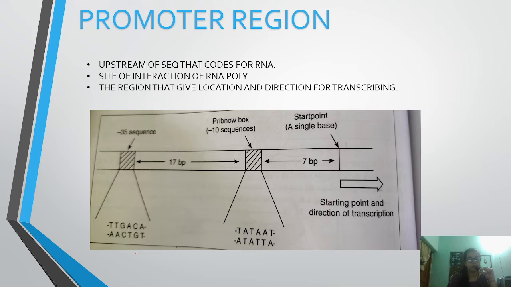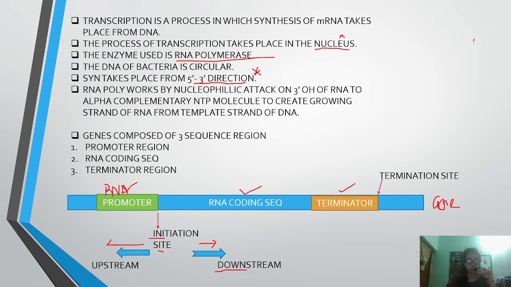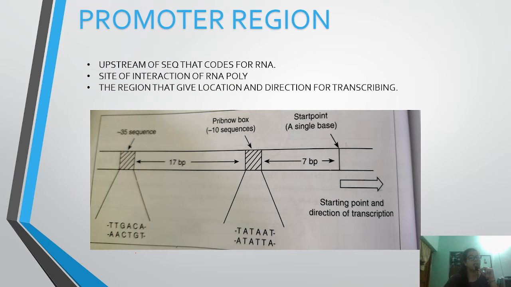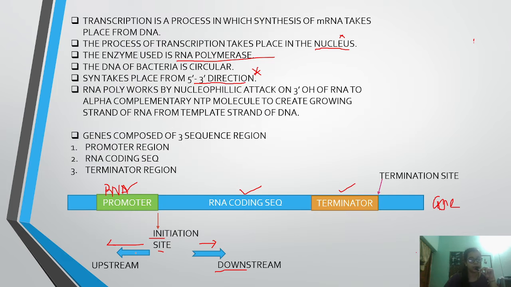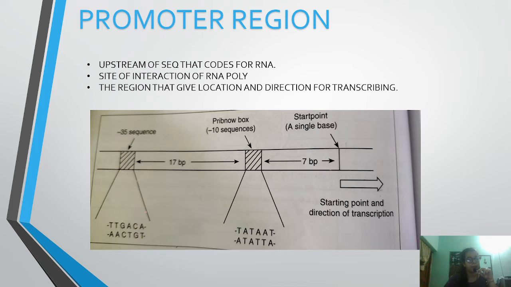Next, coming to the first sequence, the promoter region. The promoter region is the upstream sequence of the one that codes for the RNA. You can see this is the RNA sequence. Towards the upstream, meaning this side, the promoter sequence is present. Downstream means this side, upstream means this side. So from the RNA coding sequence to the upstream region, the promoter sequence is present. And as I have already told you, it is the site for the interaction of the RNA polymerase.